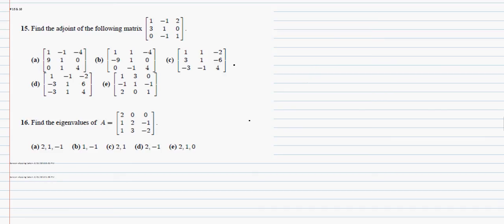Okay guys, so now we're on number 15 and it's asking to find the adjoint of the following matrix. So what is an adjoint? An adjoint is actually the transpose of the cofactors of a matrix. So transpose of cofactors.